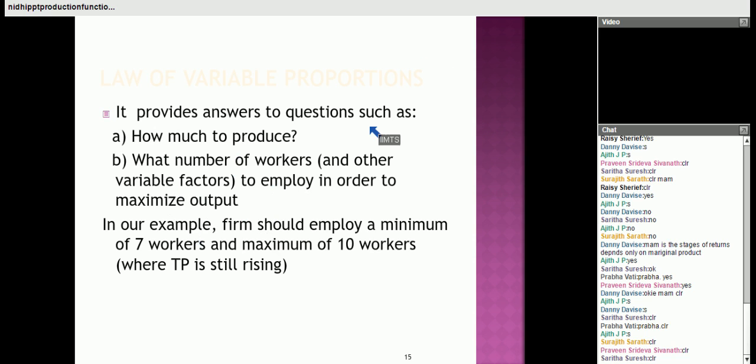So what are the basic questions that are answered by this? How much to produce? What number of workers to employ in order to maximize the output? In our example, the firm should employ a minimum of 7 workers and a maximum of 10 workers, where the total production is still rising.